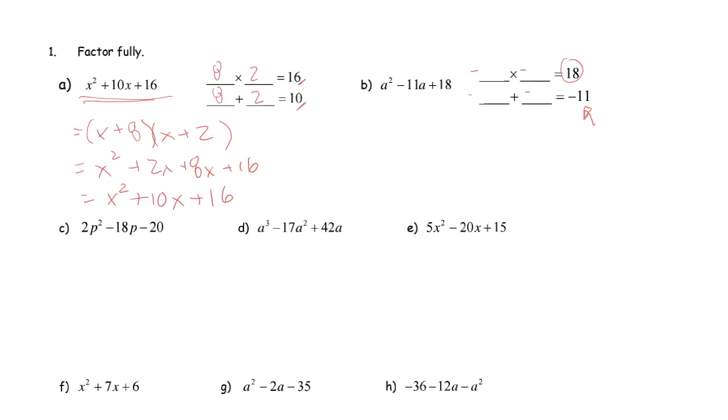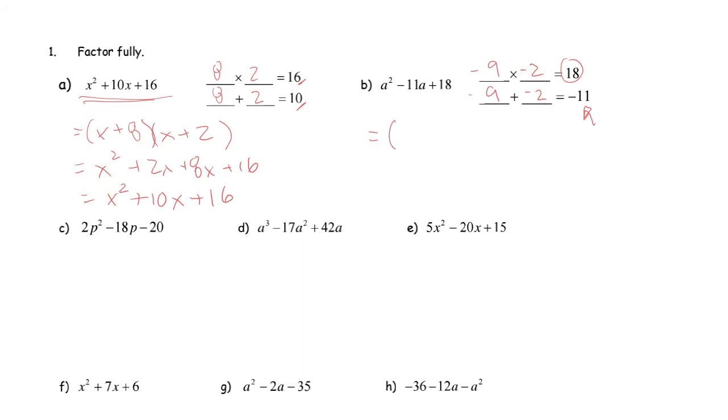So now what I'm really looking for here is two numbers that have a product of 18 and a sum of 11, and it shouldn't take too long to realize that that's got to be 9 and 2. Okay, negative 9 times negative 2 is positive 18. Negative 9 plus negative 2 is going to be negative 11.